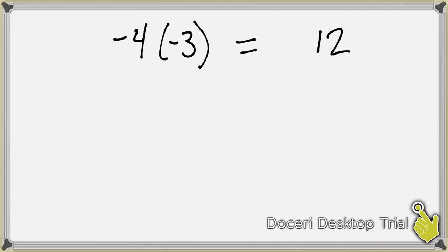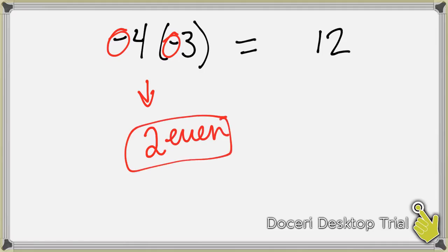Well, this time the 4 is negative, and so is the 3. So how many negative signs are there? There's 2 negative signs, right? Now the number 2, is that an even number or an odd number? Well, it's an even number. So when there's an even amount of negative signs, that means your answer is positive. And I don't need to put the positive sign, so your final answer would be positive 12.